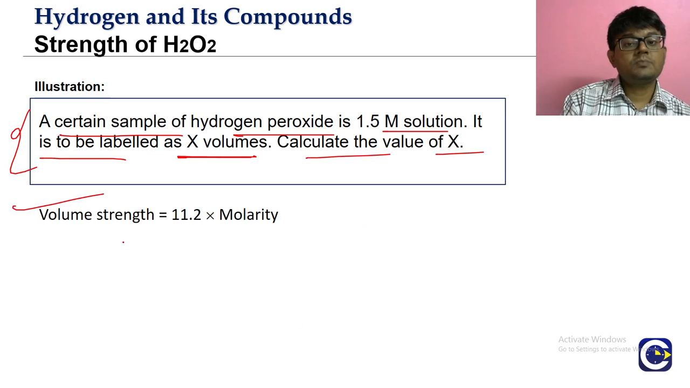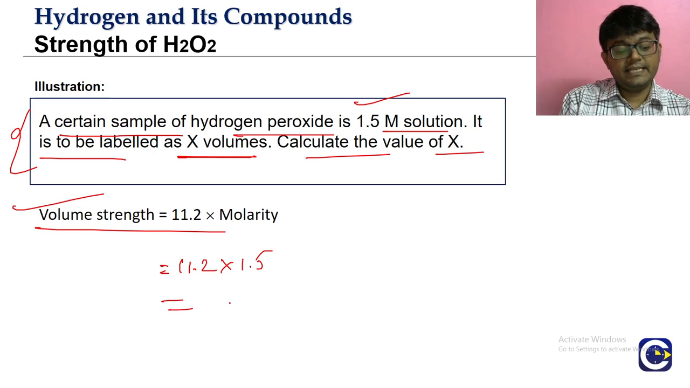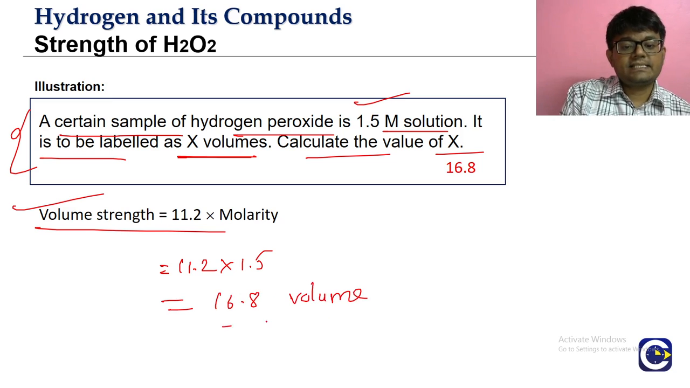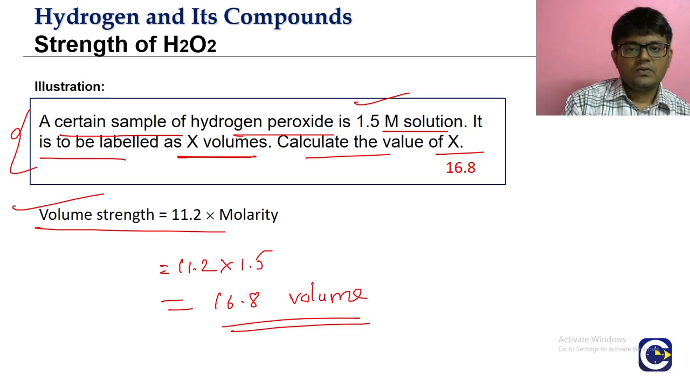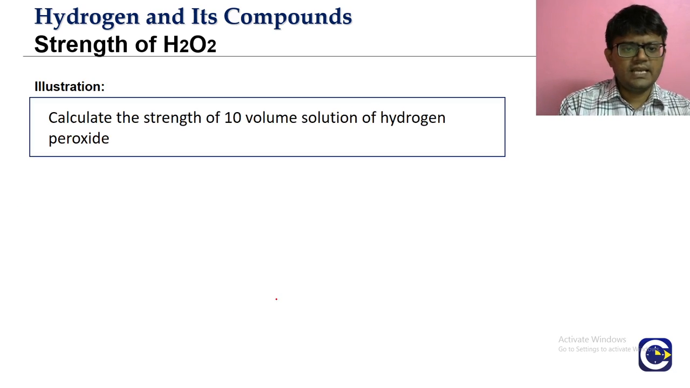What is the formula we have? Volume strength is equal to what? They have given us the molarity, 1.5 molar. The formula: volume strength is equal to 11.2 into molarity, which is 11.2 into 1.5. Check it, guys, how much it is going to be? 16.8. So when we are labeling it as X volumes, we label it as 16.8 volumes. If you remember the formula, this way we will be able to easily solve the questions. I'll show you one more question. Even in the JEE or NEET, you are going to get questions like this only.